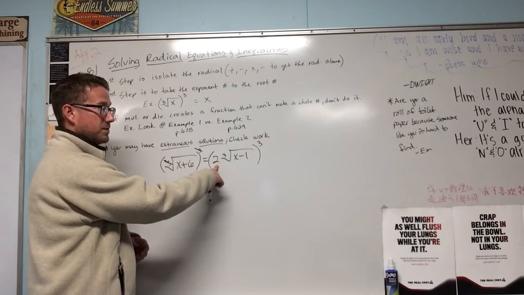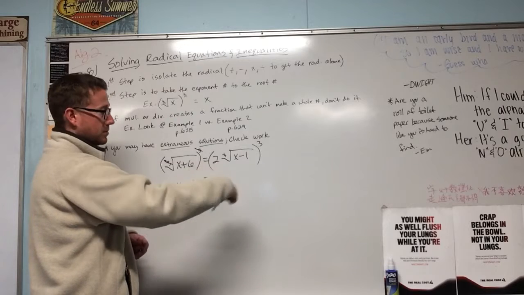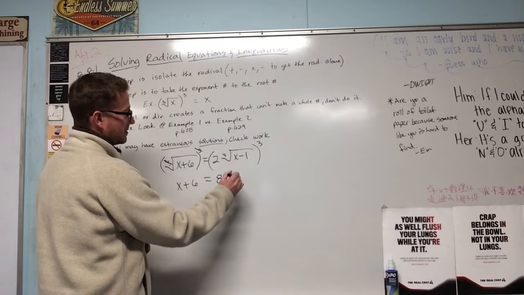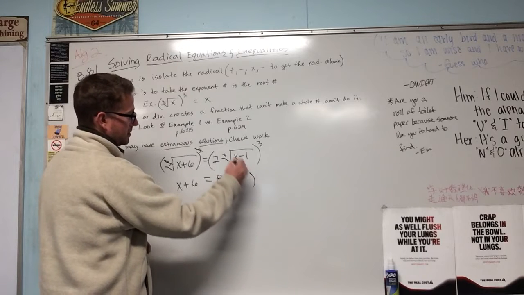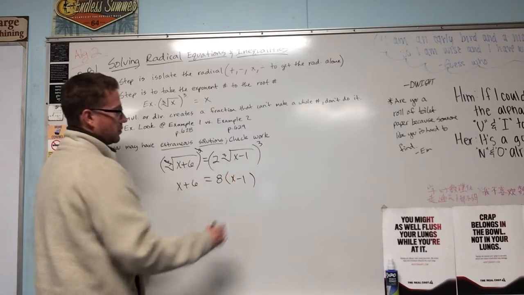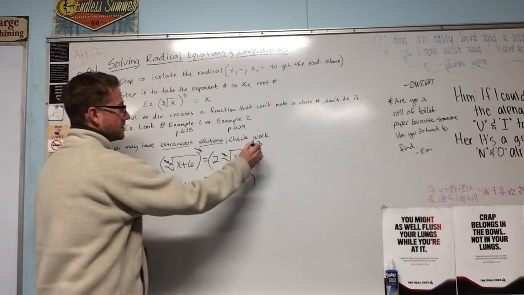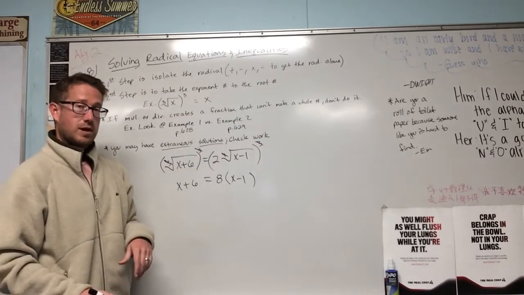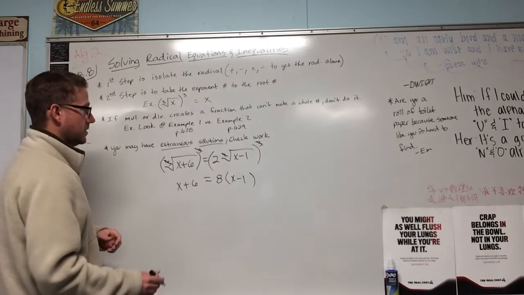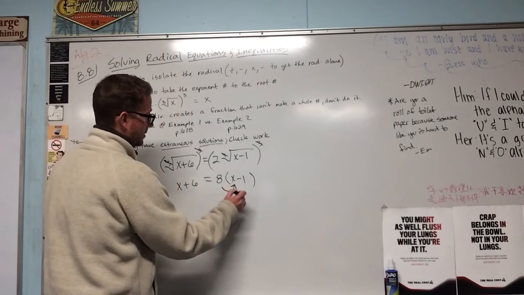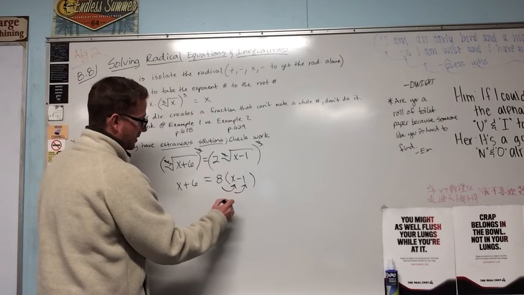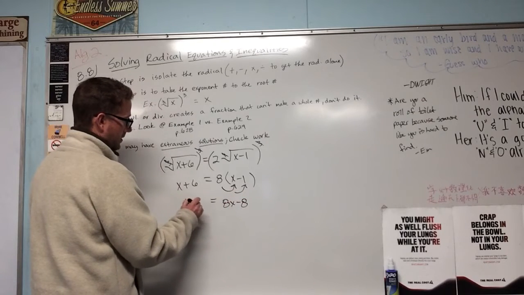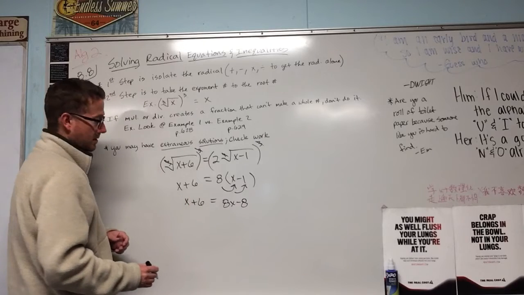You will have to cube the 2. So that means 2 times 2 times 2. And in that case, that's going to give us 8 parentheses x minus 1. So it eliminates that radical right there, dropping down what was inside the radical. But now you have to distribute that 8. And so we distribute, giving us 8x minus 8, x plus 6 on the other side.